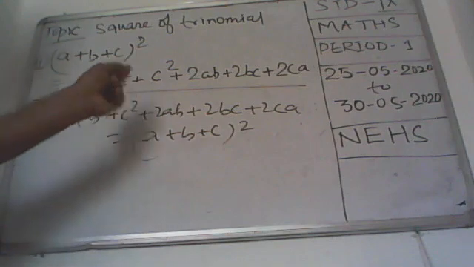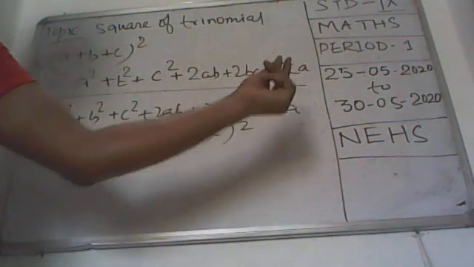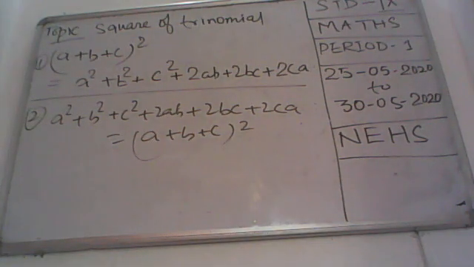And after that, two variables will come at one place. See here, two variables are coming at one place. So this means it is a square of a trinomial. So now we are just going to discuss it. Okay, I will give one or two examples, and we will discuss here. So now see.